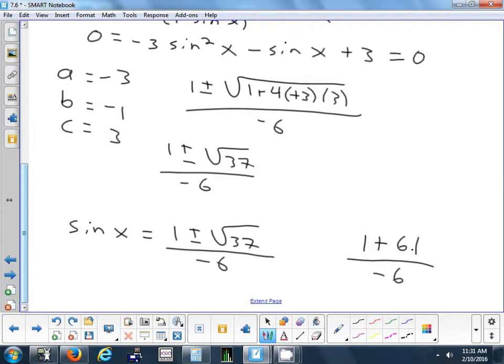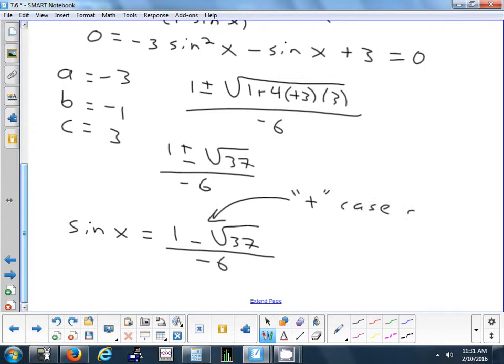You can type this all in if you want. If you get a number past negative 1, it's not going to work. Right? So let's just worry about the minus. Okay, and I'll put a note there: plus case does not work. Now I think this case, it's going to be fine.